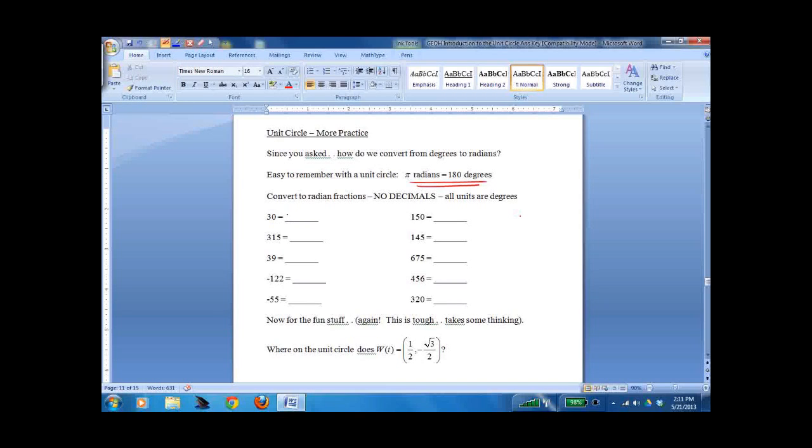Same thing for 30, which is pi over 6, right off the unit circle. Or 150, which is 5 pi over 6. Or 315, which is 7 pi over 4. Things get trickier with 145. You need to take 145, multiply it by pi over 180, and then do the fraction reduction. If you do that right, you should get 29 over 36 pi.